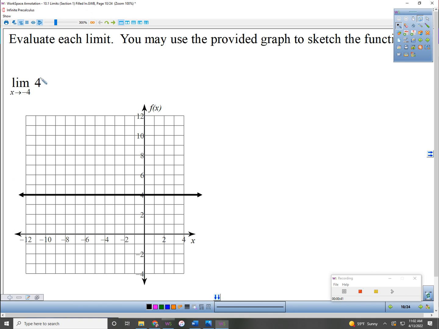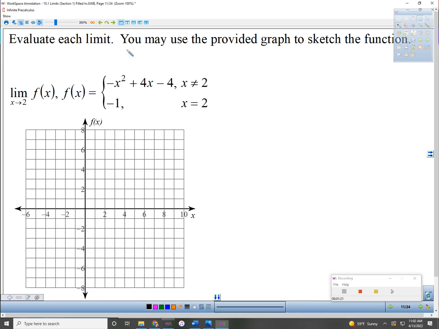What we have figured out is if this is just a number, and there's no variable here, then that's going to be the limit. Because as I approach negative 4, my y values are consistently at 4. So I'm assuming that when I get here, I will reach that right there. So the limit as x approaches negative 4 of 4 is equal to 4.